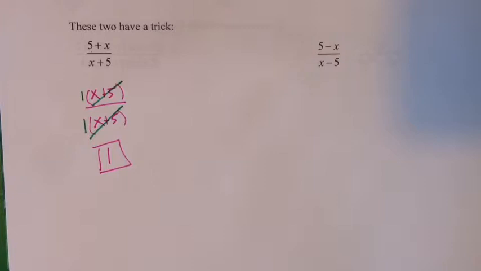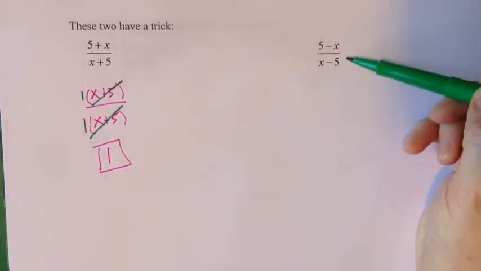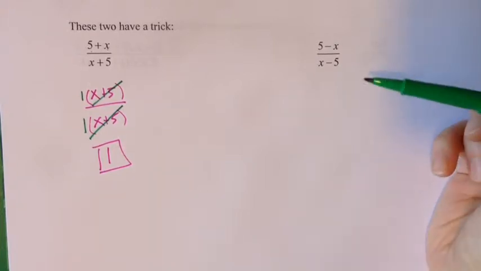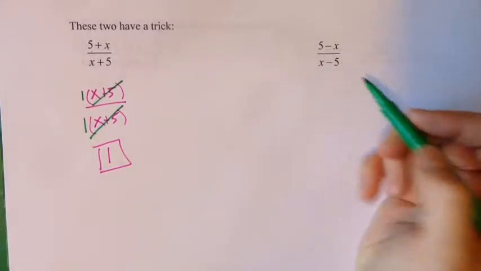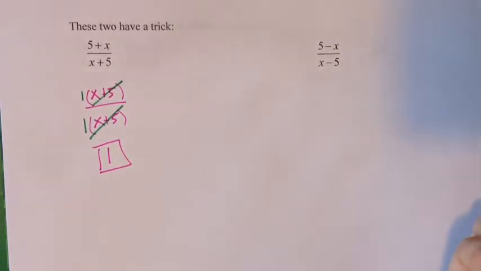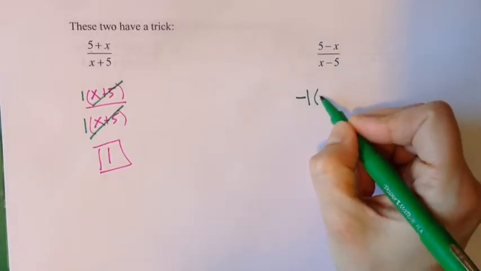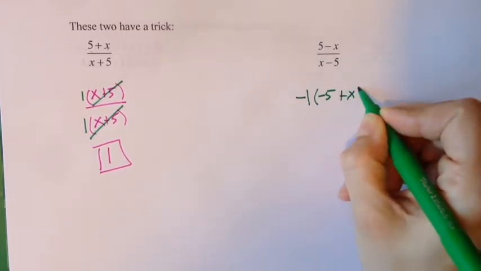For my second example, I have 5 minus x over x minus 5. Again, these don't exactly look like they have something in common, but they sure look so similar that we think that something ought to happen here. For the 5 minus x, I'm going to try factoring out a negative 1. So if I factor a negative 1 out of the top, I have to switch the sign on the 5, make it negative 5, and also the sign on the x, make it plus x.